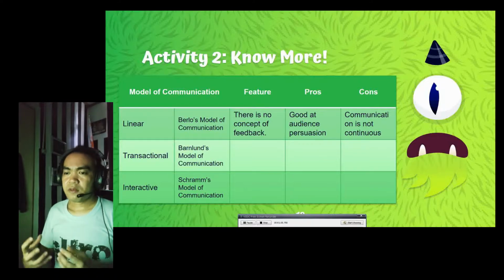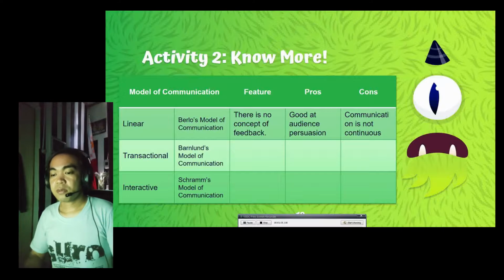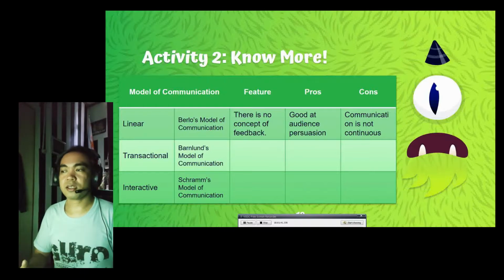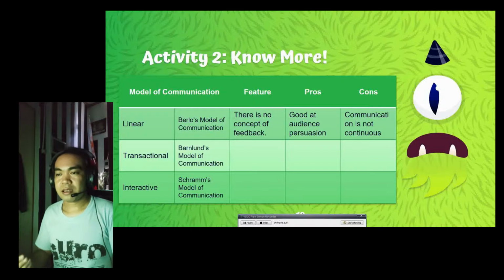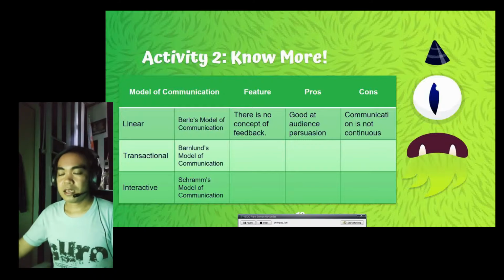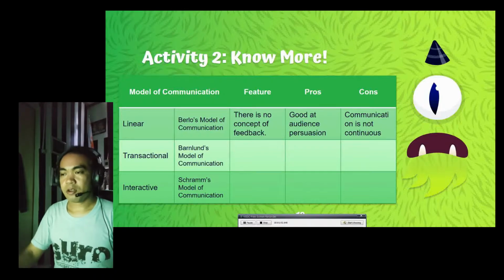Okay, what are the features of Barnlund's model of communication? What are the features of Schramm's model of communication? What are the pros? What is nice about it? What's good about it? And what are the cons? What's bad about it? What is not good about this model? Okay, that's all you have to write down and fill in this table.